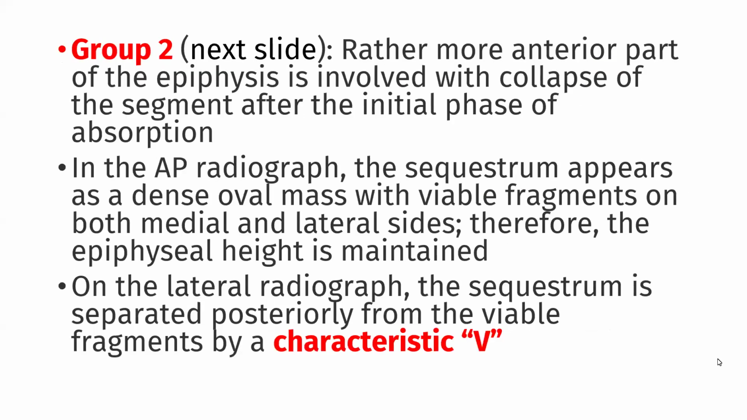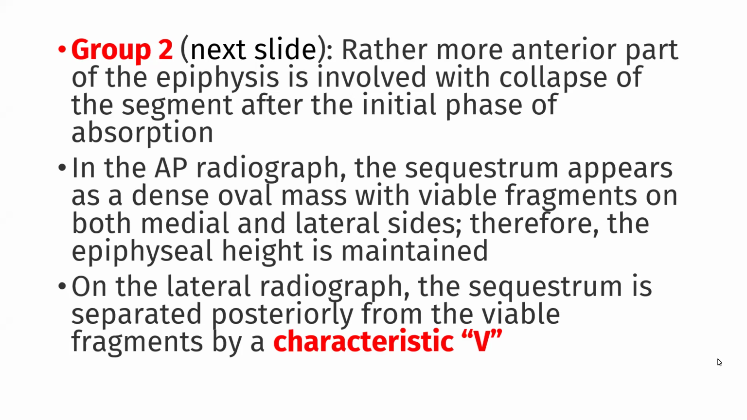Group 2, rather more anterior part of the epiphysis, is involved with collapse of the segment after the initial phase of absorption. In the anterior posterior radiograph, the sequestrum appears as a dense oval mass with viable fragments on both the medial and lateral sides. So the center segment is involved, but you have viable fragments on both sides, medial and lateral.